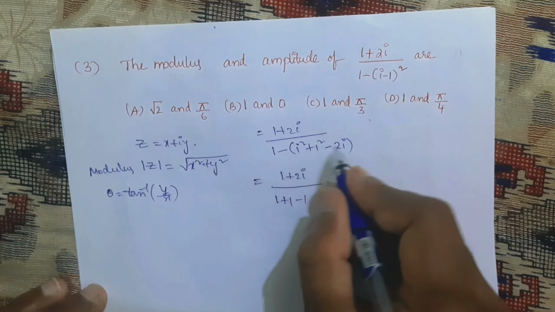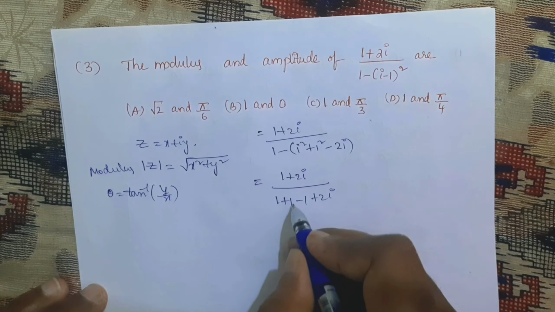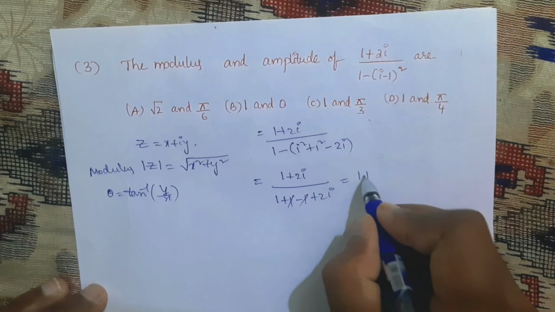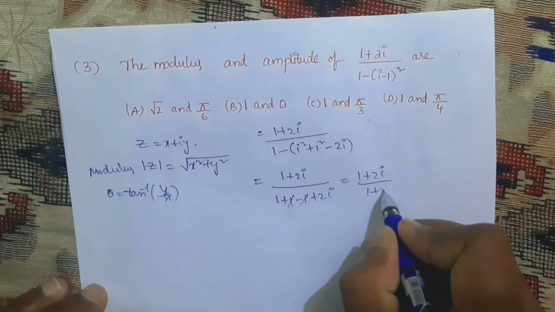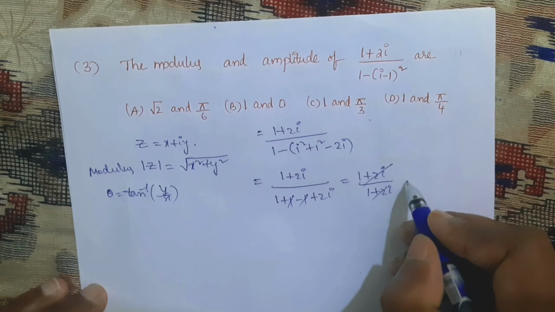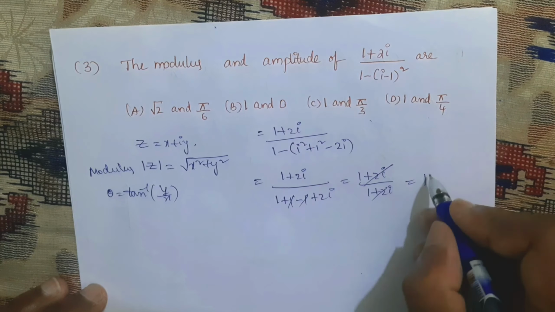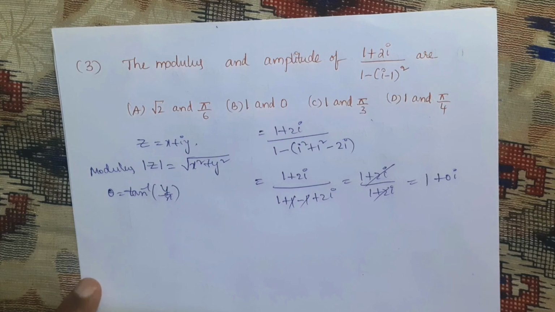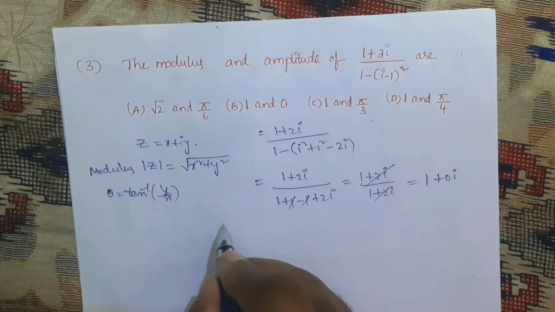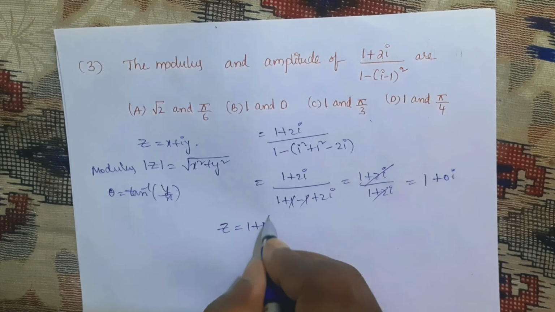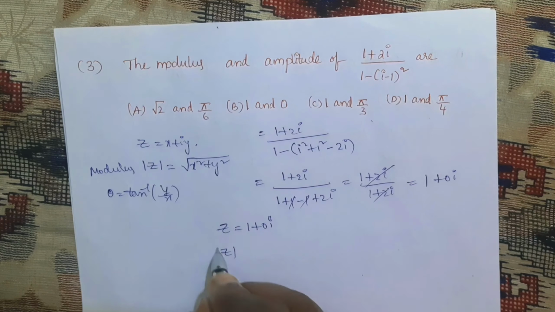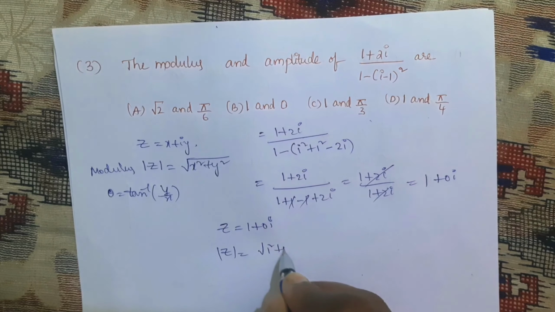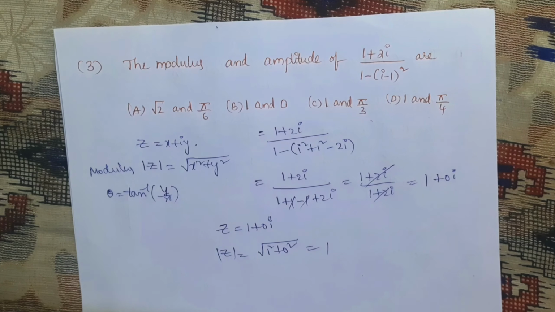This is minus 1, minus into minus plus 2i. Plus 1 minus 1 cancel. 1 plus 2i by 1 plus 2i, both are cancelled. We got 1. That 1 we can write as 1 plus 0 into i. Now we observe. So here we got z is equal to 1 plus 0i. Then what is modulus? Square root of 1 square plus 0 square, which is equal to 1.